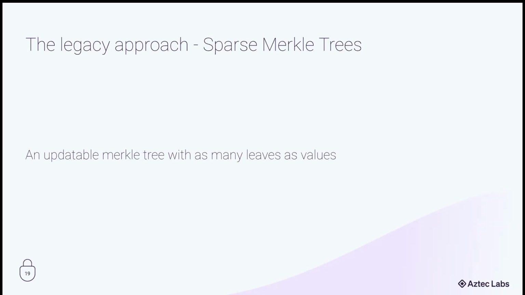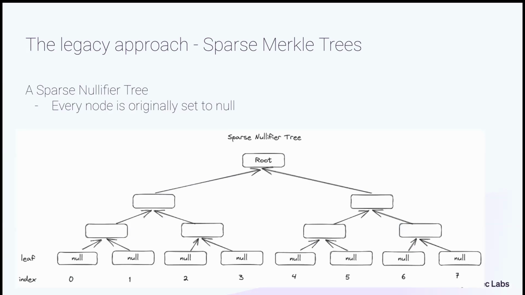I'll just continue. So we were having these two trees, one of them being our data tree and one of them being our nullifier tree, which is just to keep track of what has been spent. The nullifier tree will be a sparse Merkle tree, which has as many leaves as possible values. So let's say this is our sparse nullifier tree when we start out. Everything is set to be null. So there's nothing, and no data has been nullified.